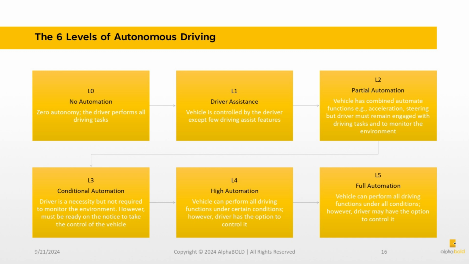L4 represents high automation, where the vehicle can handle all driving functions under certain conditions. And finally, L5 signifies full automation, where the vehicle can drive itself under all conditions, although the driver may have the option to take control.